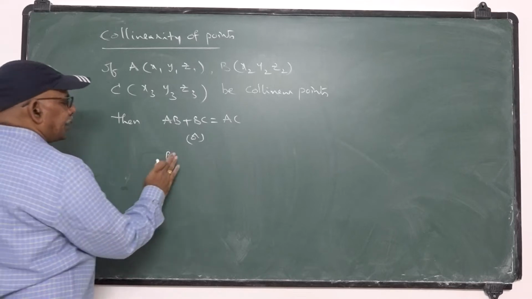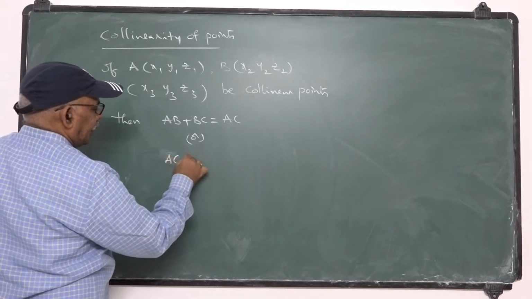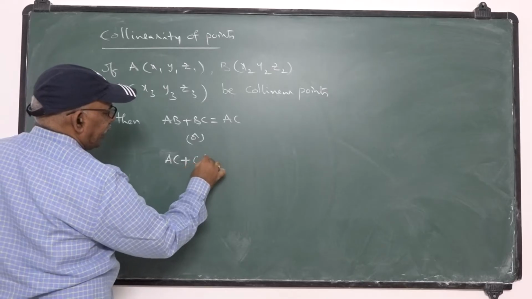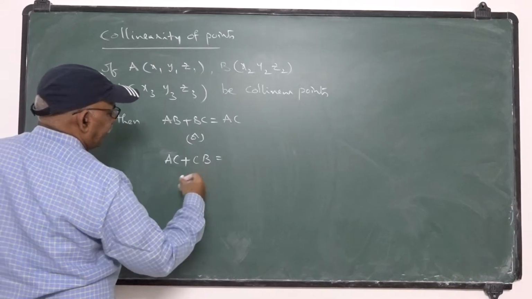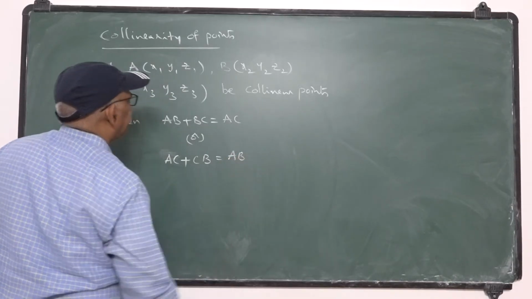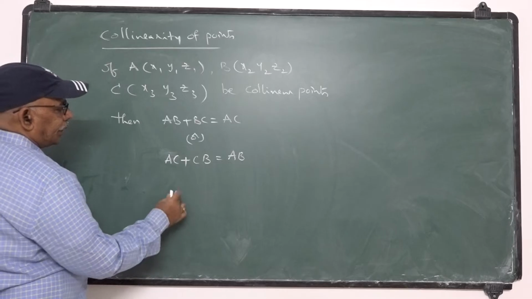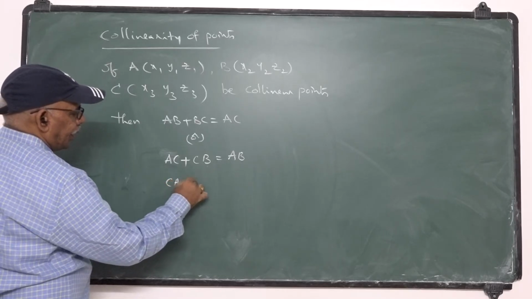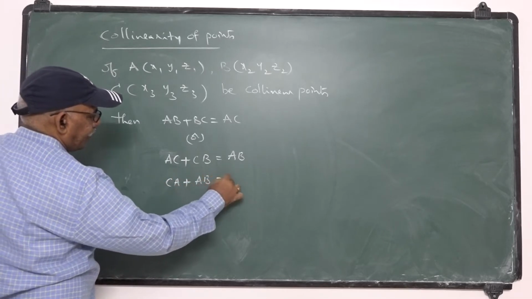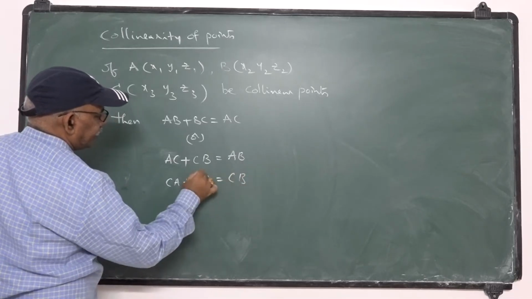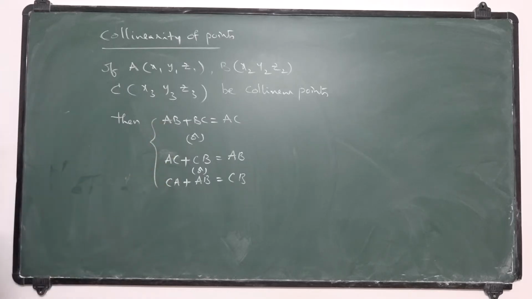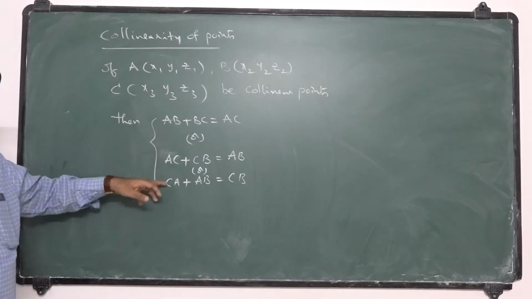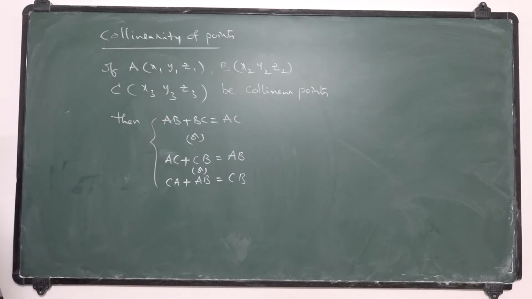Or similarly, AC plus CB, the distance from A to C and C to B, is equal to AB. Similarly, CA plus AB is CB. If any one of these relations follows, then you can say that the three points are collinear.